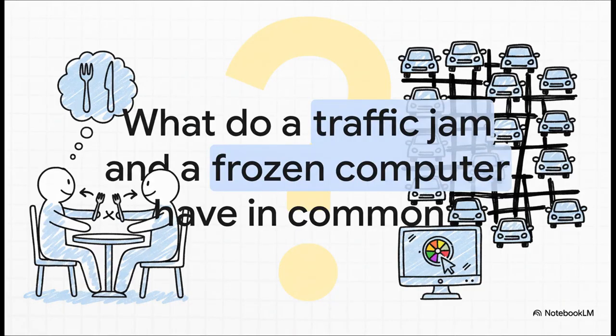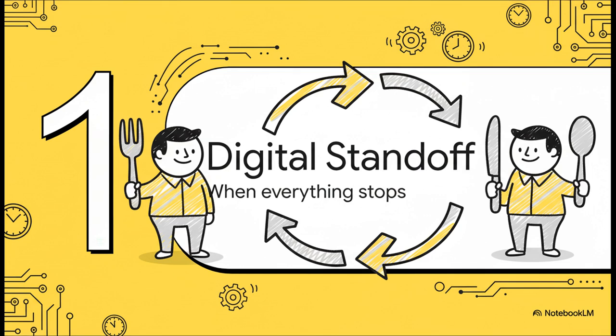So let me ask you this. What do a massive traffic jam, where no one can move an inch, and a frozen computer have in common? It might sound like a riddle, but the answer is actually super straightforward, and really, it's the key to understanding this whole thing. They both lead to what we can call the ultimate digital standoff, a situation where everything just grinds to a complete halt, and nobody, and I mean nobody, can make a move.